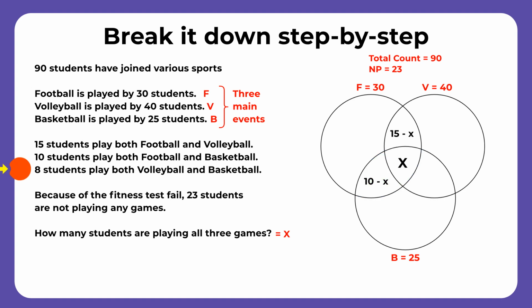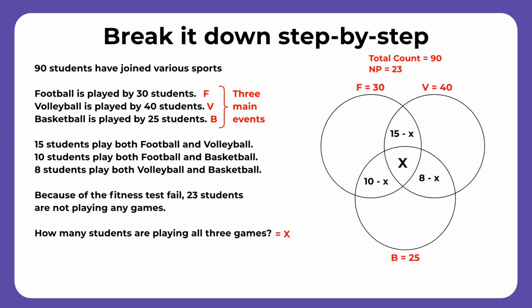8 students play both volleyball and basketball. These students are represented by this shaded region here. In order to find the number of students which lie in this outer part, the sum must be equal to 8. Therefore the outer part would be 8 minus x, because 8 minus x plus x would be equal to 8. Now moving toward the next fact.